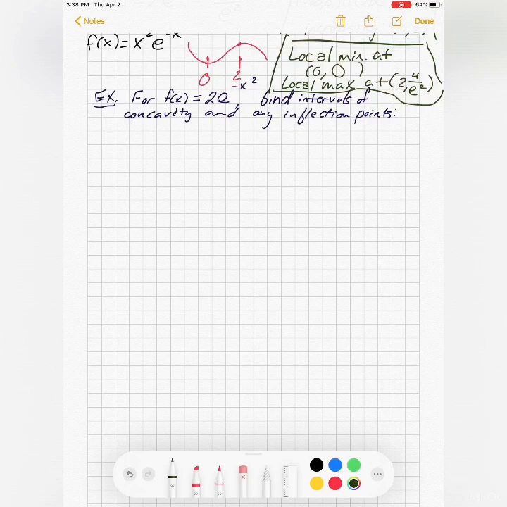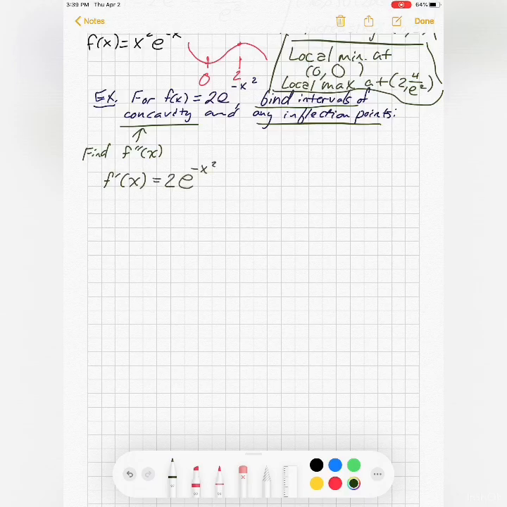Here's another one. Find intervals of concavity and inflection points. So remember, when I'm thinking about concavity, I'm thinking about the second derivative. So my goal will be to find the second derivative. I'll start with the first, chain rule. Derivative of the exponential is the exponential times the derivative of the exponent. So that's what it looks like.